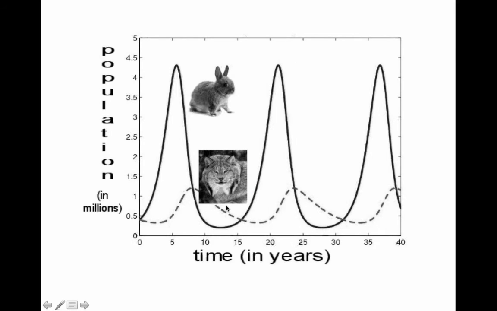Let's try another one. Here we've got the hare and then the lynx. So what would I expect to happen? If we're looking from 0 to 5, right here, why would the hare be increasing? Look and see what's happening at that time. The bobcat is decreasing, so if there are fewer predators, then the prey are going to end up increasing.